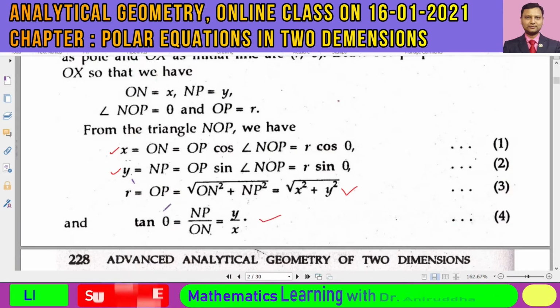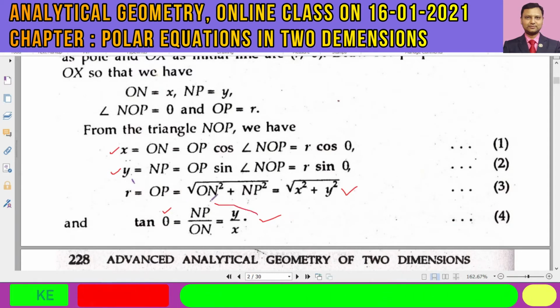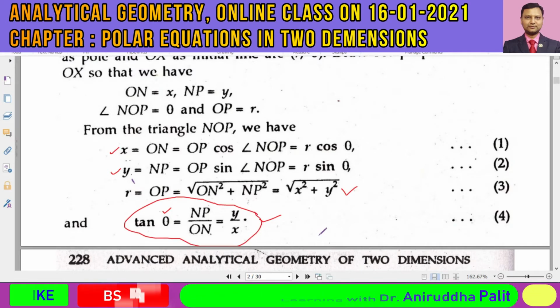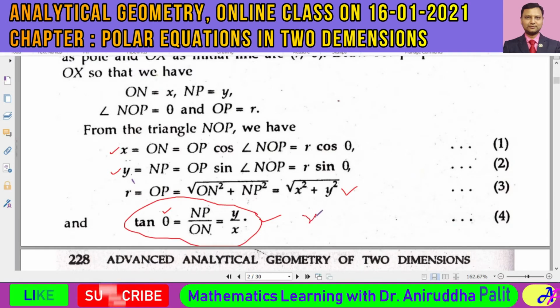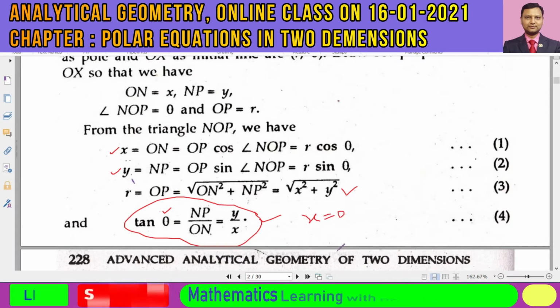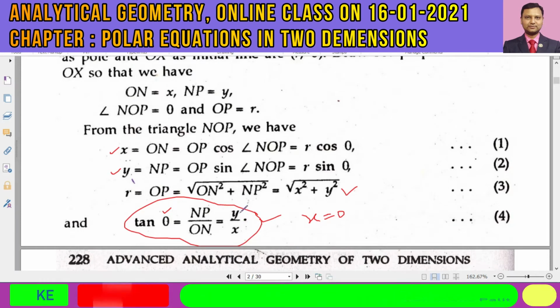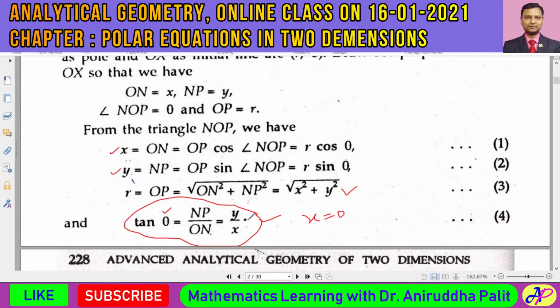Isn't it? Theta would be equal to tan inverse of y by x. But over here in this formula, we have a problem. What is the problem? The problem is that if by chance x becomes equal to 0, then even then it is okay. If x is equal to 0, some finite quantity divided by 0 is equal to infinity, so theta would be equal to pi by 2.